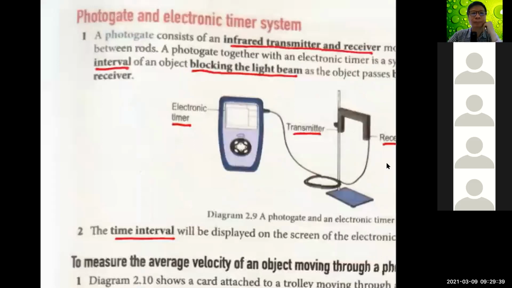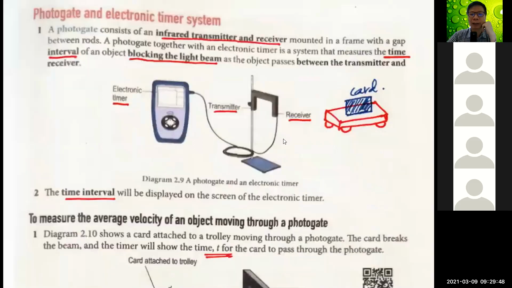Photogates and electronic timer. You all have the paper, right? You know why I suddenly sent this one to you all? Because you are going to sit for the practical test in SPM, so the practical parts become very, very important, the hands-on practical.